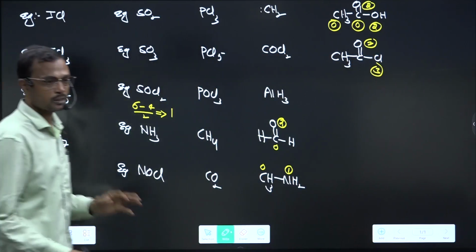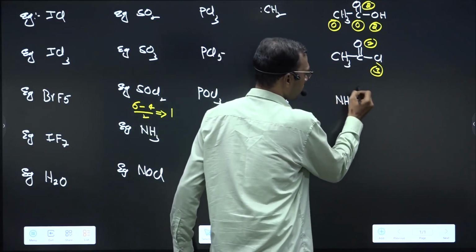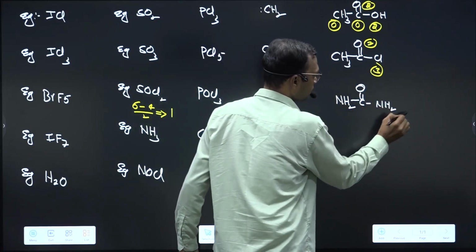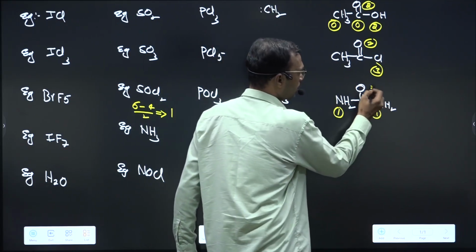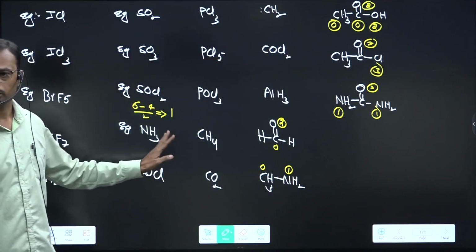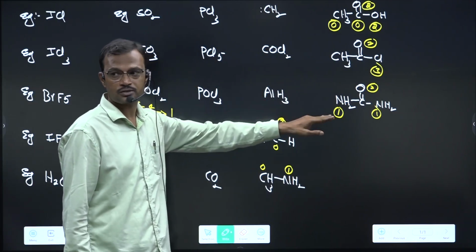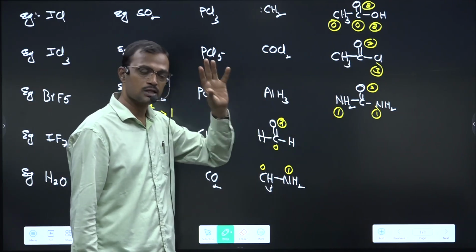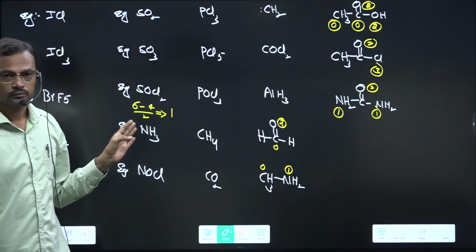Urea carries how many lone pairs? Number of lone pairs present in urea. See, this is 1, here 1, and here 2, over. Very easy or not? So if you know this, you can find Lewis-Dot structures. Next is Lewis-Dot structures only. There you can identify whether it is a real lone pair or an imaginary lone pair. Is it clear?